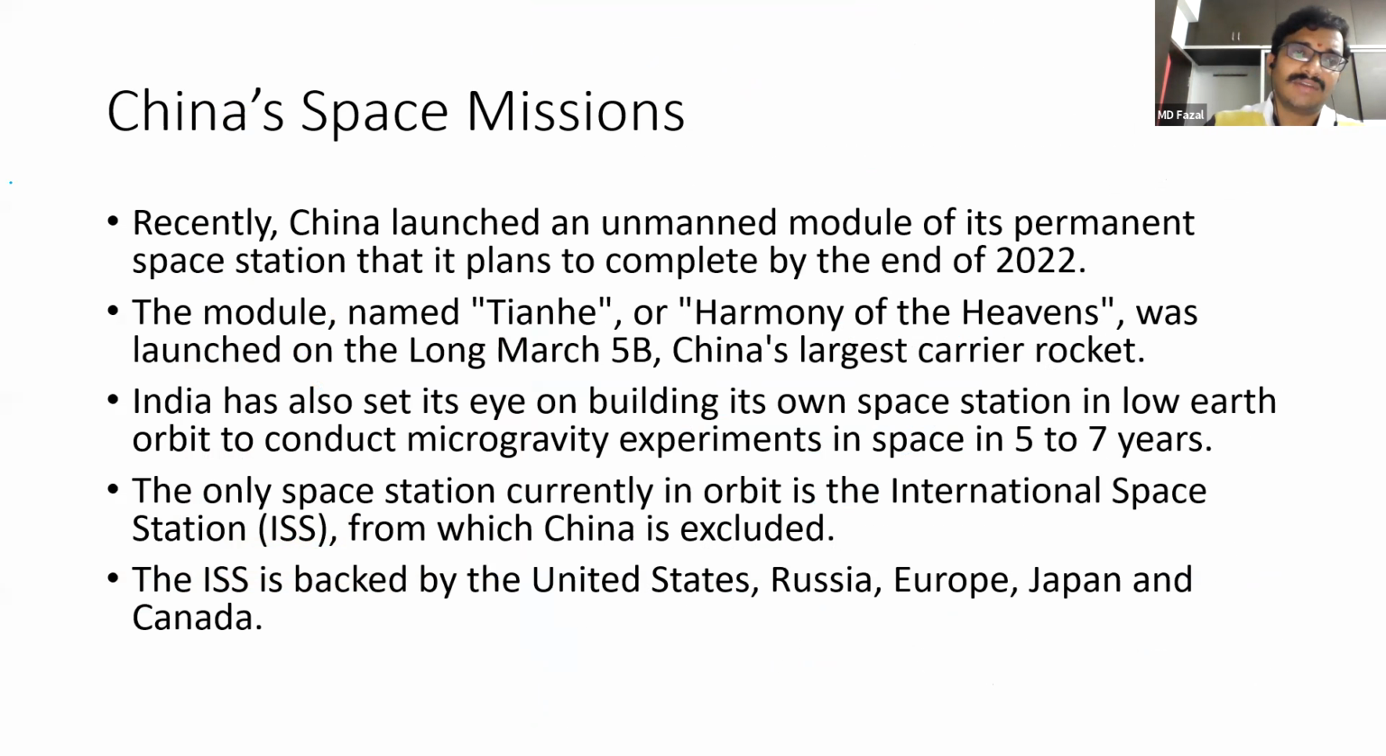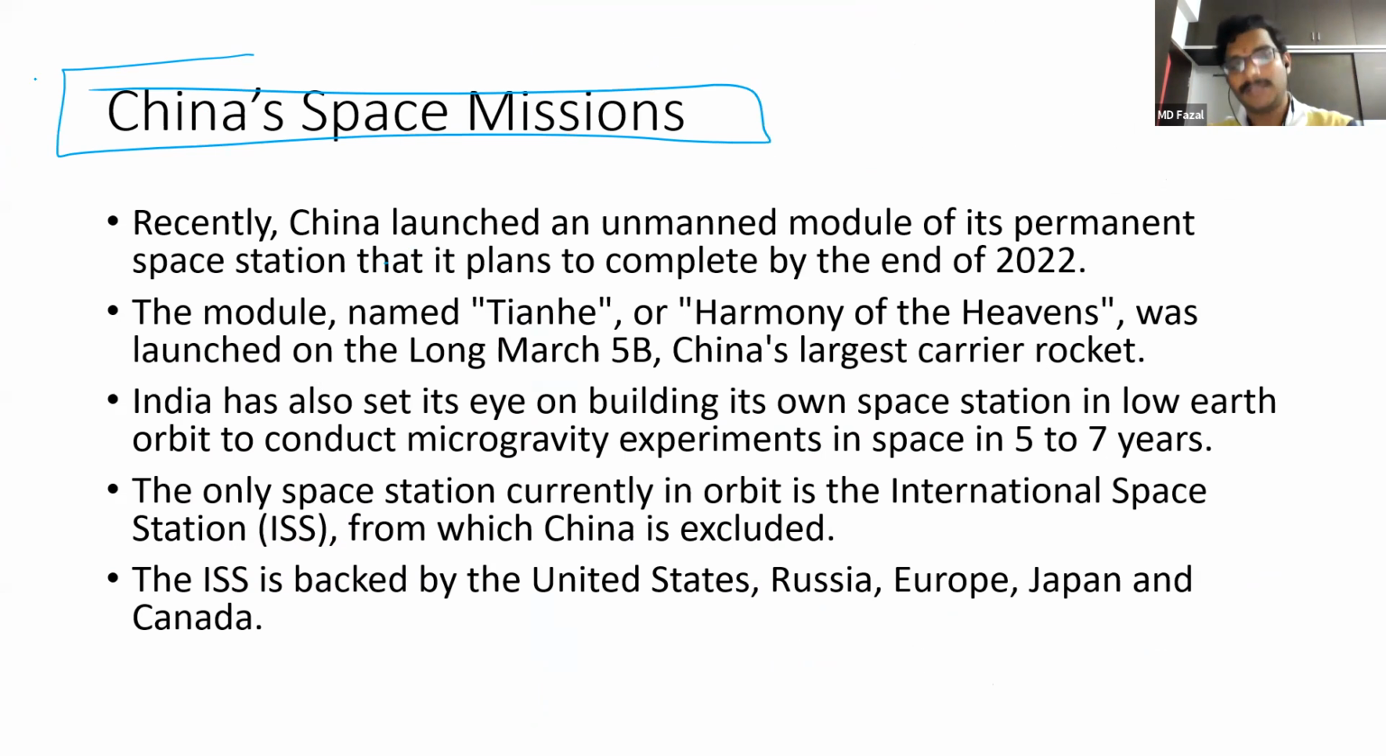China space missions, or why are you interested in China space missions? It's not that we are following every space mission of China. Some important things are there. China is planning its own space station. We have the International Space Station, a collaboration of various countries. India is not there directly in it. Indirectly only it is there.